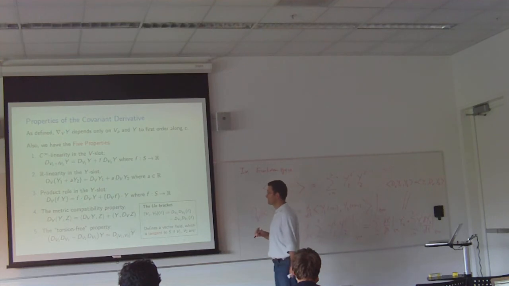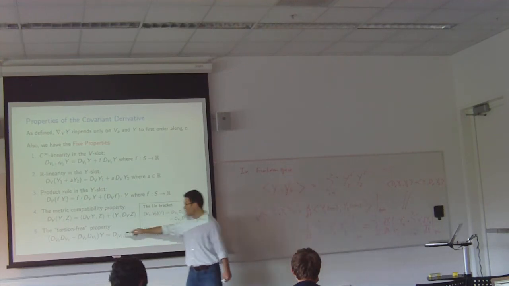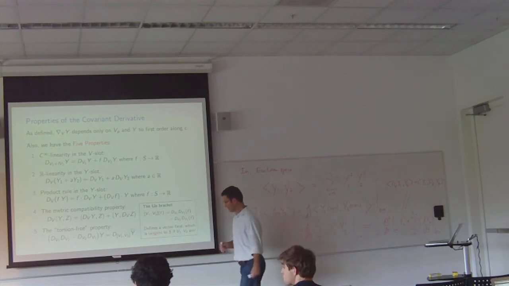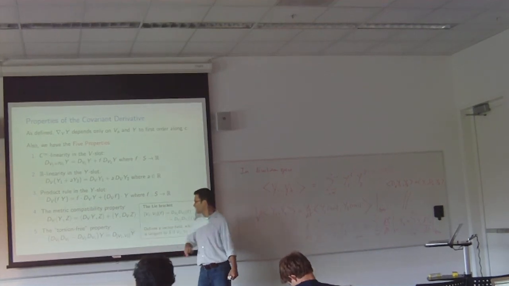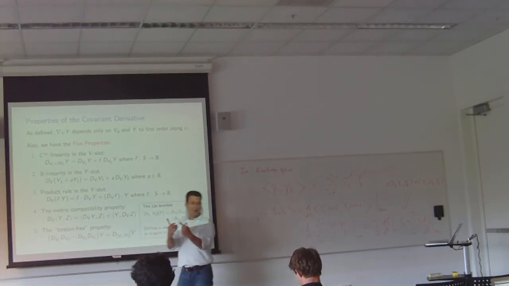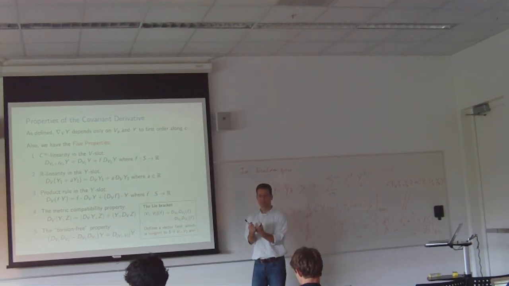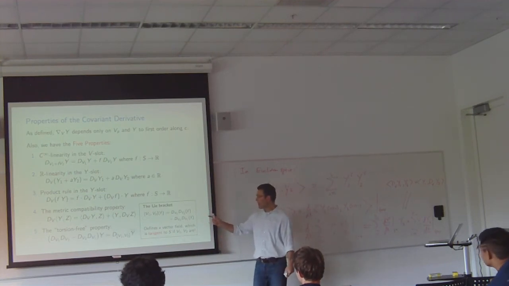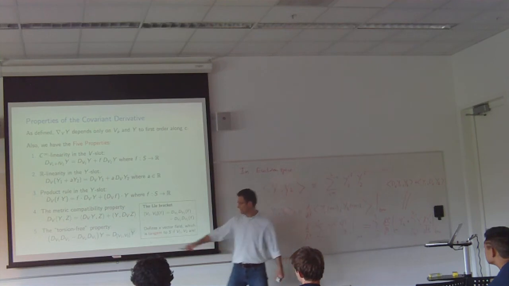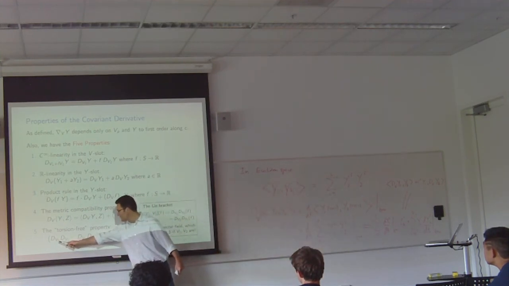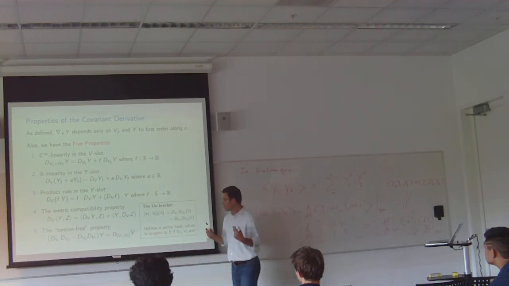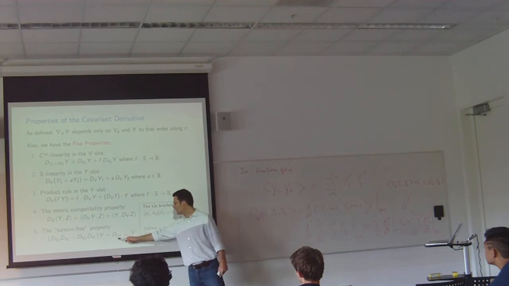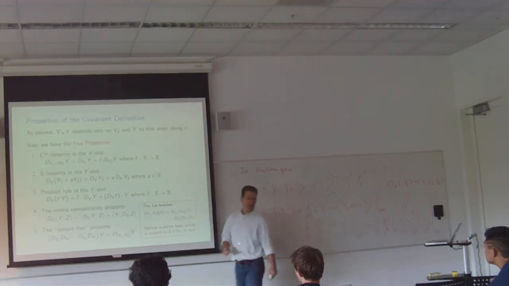Property number 5 is the so-called torsion-free property. Let me just describe what it says. It involves my little box here, and it involves this down here. The torsion-free property says that if I take the commutator of the derivatives, so I have two vector fields, I differentiate the vector field y in v1 and then v2, that's the first term, and subtract the derivatives in the opposite order, it equals the derivative in the direction of the Lie bracket of v1 and v2.